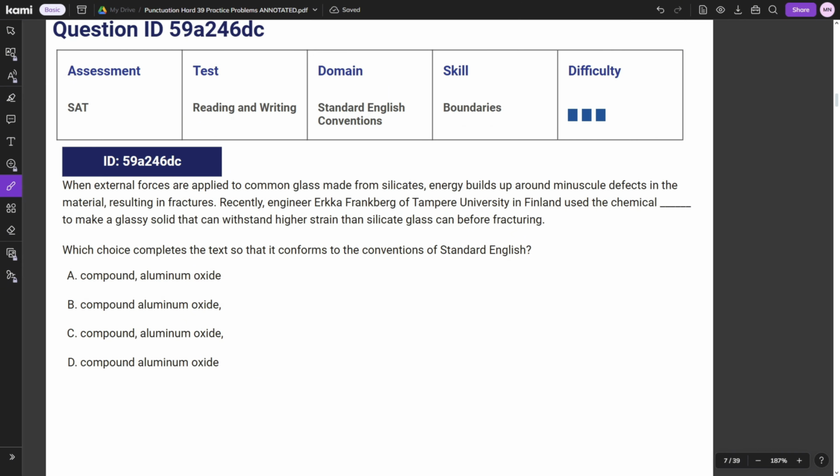Question number 7. Let's look at our answer choices. Here you should notice this is going to be an appositive question because compound is going to be our title, and then aluminum oxide is going to be our name. So whenever we have an appositive question, you want to choose the one that has no punctuation. That means our answer will be D.